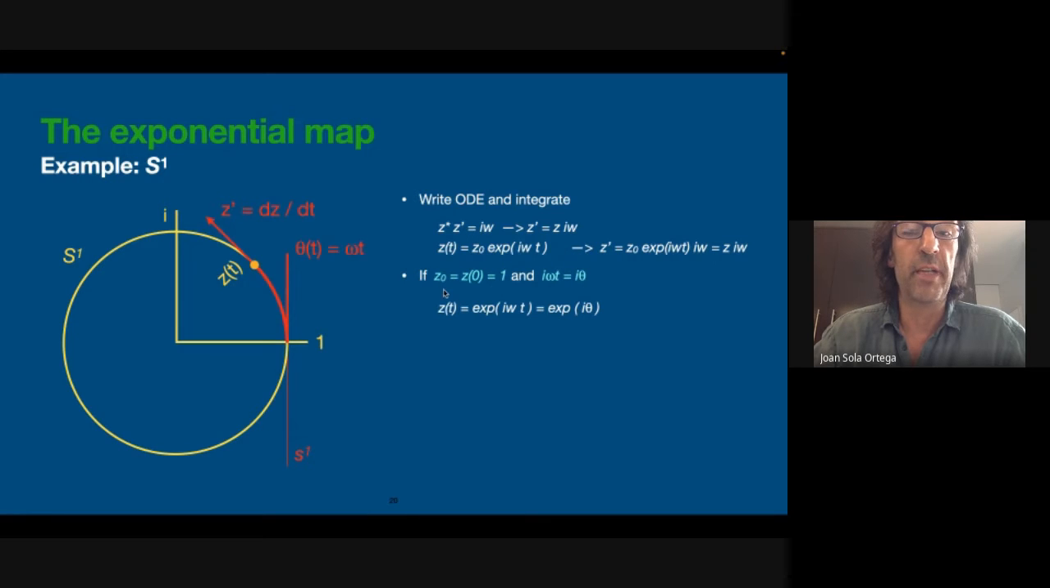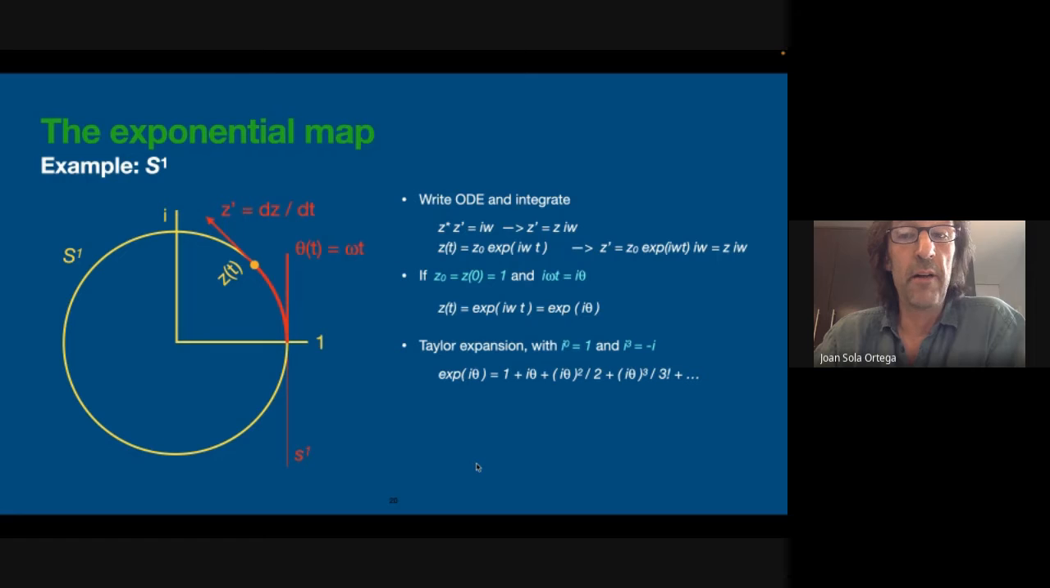Now, imagine that we say, okay, we start at z0 equal 1. We start here at this point. Okay? And we define omega t equal theta. Omega is an angular velocity because we are turning, and omega t will be a certain angle. We call it theta so that I have to write a little bit less. Okay? Let's see, z of t now is the exponential of i omega t, or what is the same, the exponential of i theta, according to this expression. Okay?